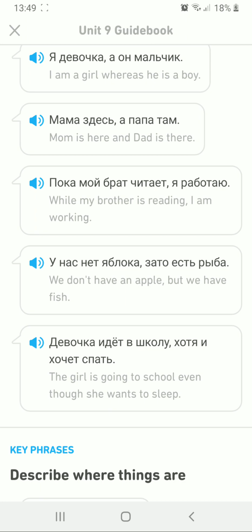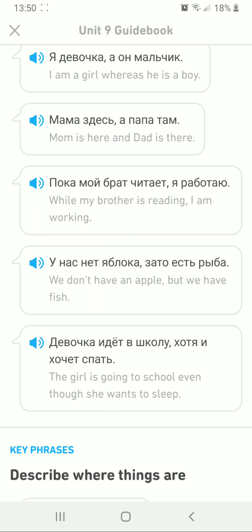We have fish. So notice that we are not saying у нас есть once again. So Russian language is a smart language. We don't repeat things for nothing, and make long sentences. У нас нет, we don't have. Зато есть, but there is, есть рыба. So we don't have apples, sorry, but there is fish. We have fish.